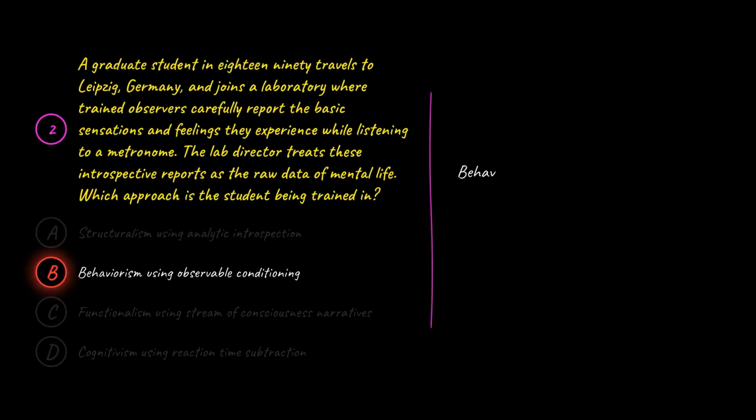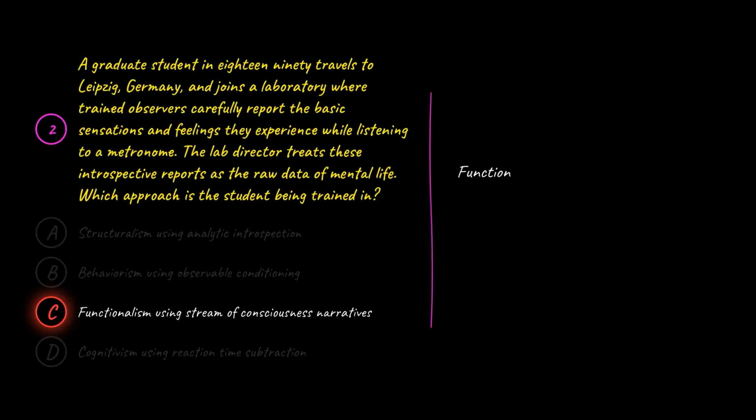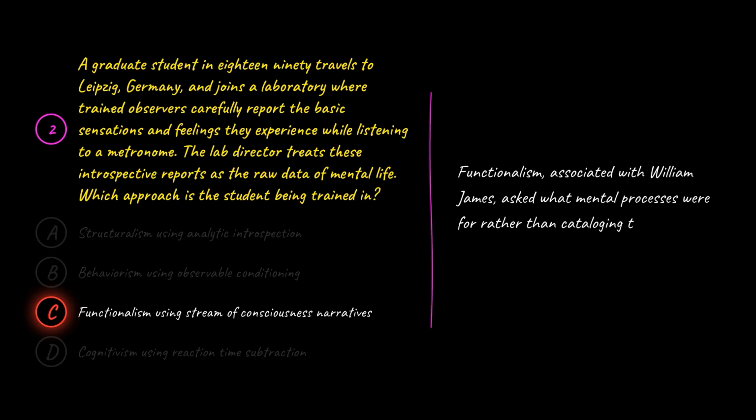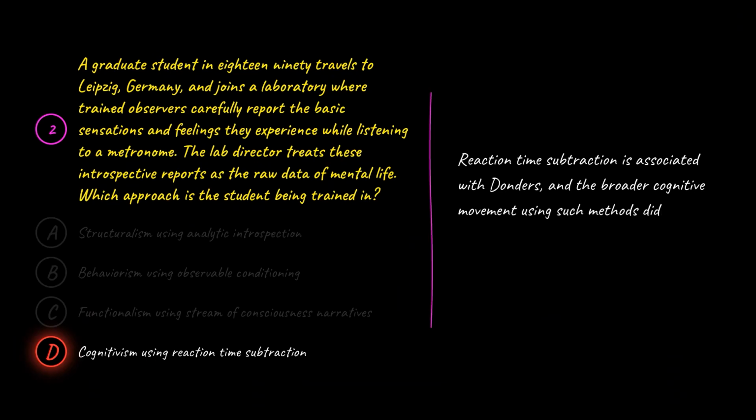B is wrong because behaviorism rejected introspective methods and focused on observable stimulus-response connections rather than internal experience reports. C is wrong because functionalism, associated with William James, asked what mental processes were for rather than cataloging their elements through structured introspection. D is wrong because reaction time subtraction is associated with Donders, and the broader cognitive movement using such methods did not coalesce until decades later in the 1950s and 60s.